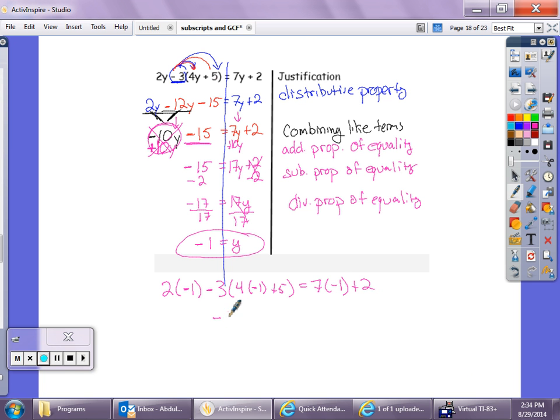So the left side is negative 5, and the right side, well, this is negative 7 plus 2, which is negative 5. And there's my check. So it checks out correct. And that is using all of the steps and justifying each step that we are doing.